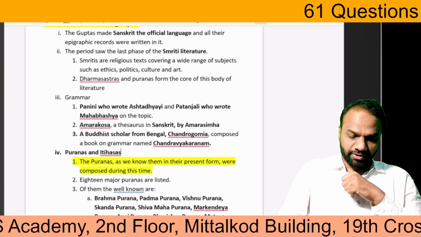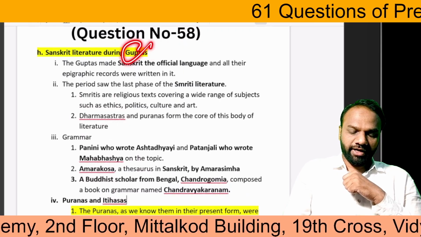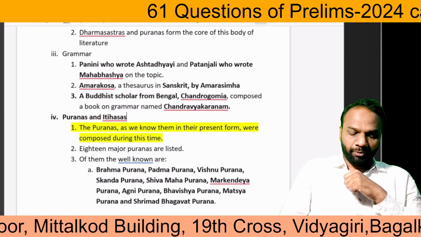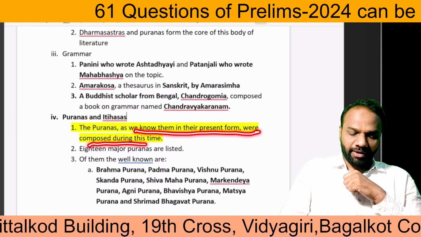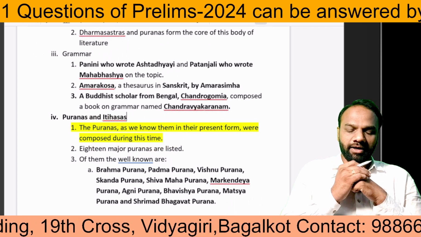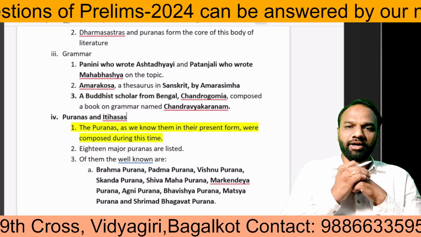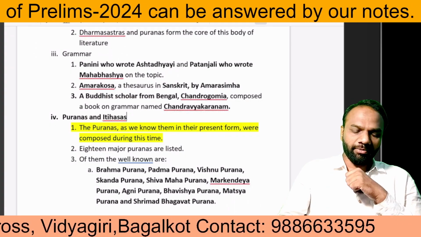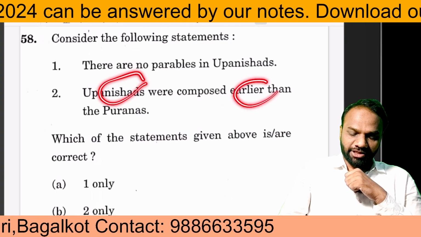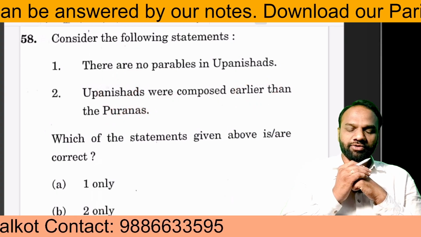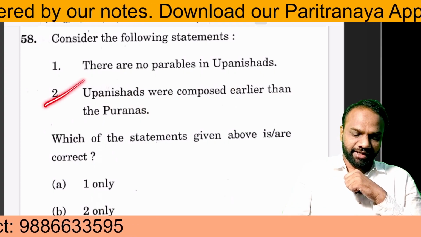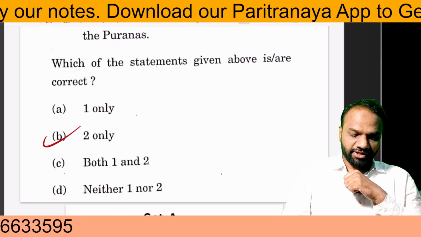Next, Upanishads were composed earlier than Puranas. Let us look into the source. Here, in the topic called Guptas, we come across Puranas. The Puranas as we know them in their present form were composed during this time, during the time of the Guptas. But Upanishads existed much before the Mauryans and all. So Upanishads were composed much earlier than Puranas. Yes, it is right. So the second statement is right. So the answer is 2 only.